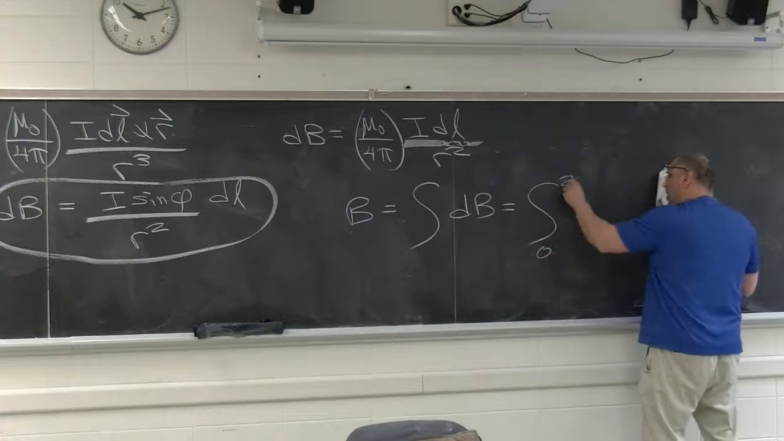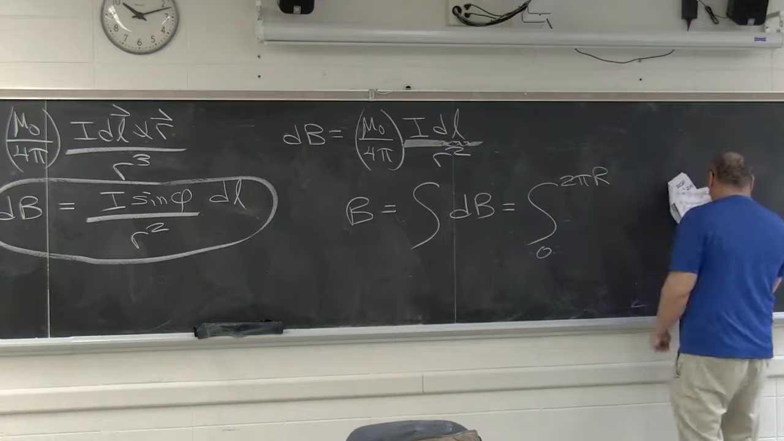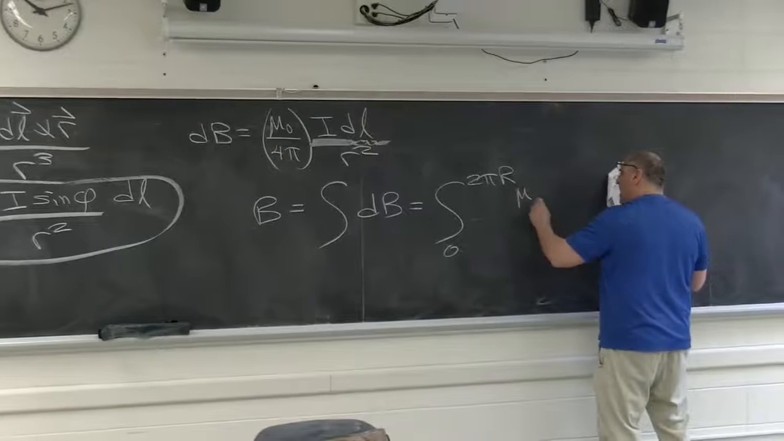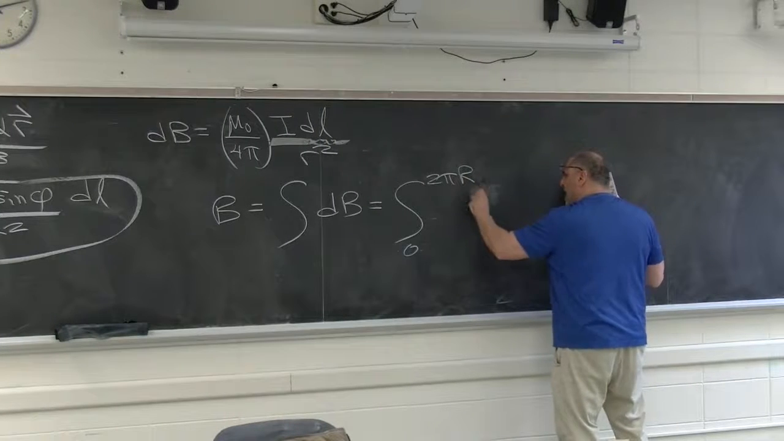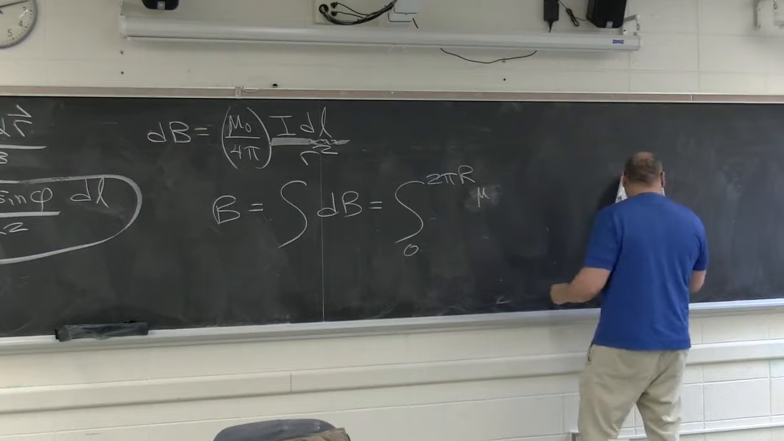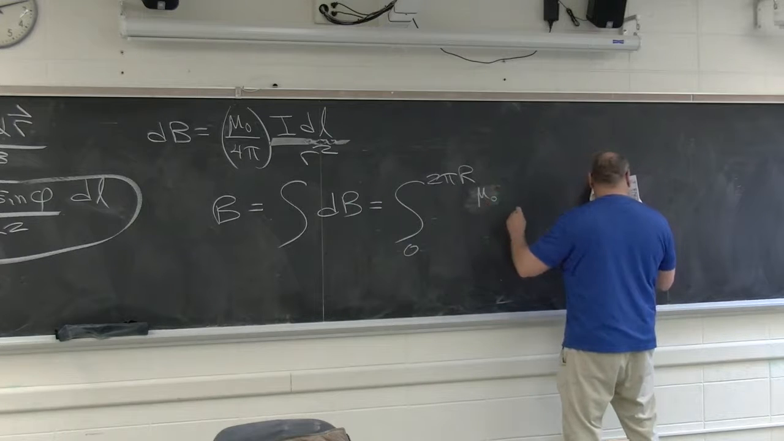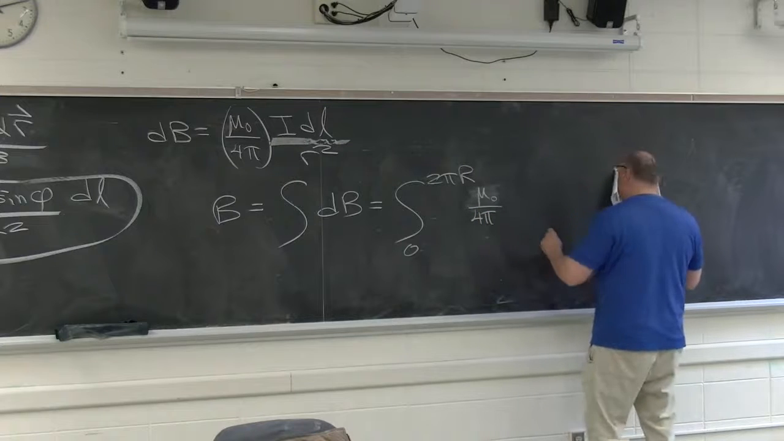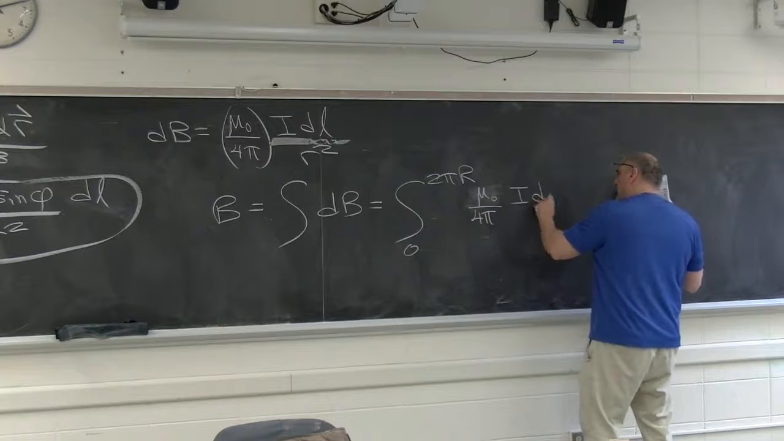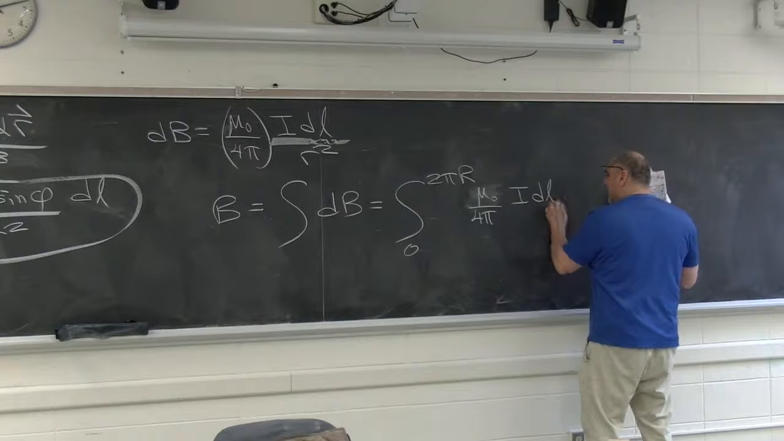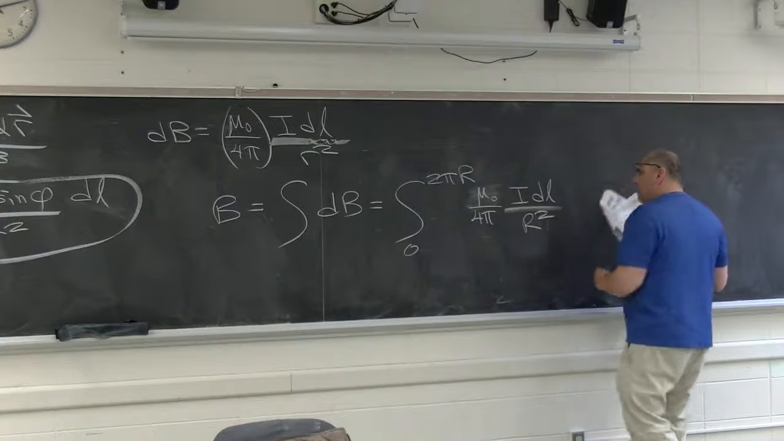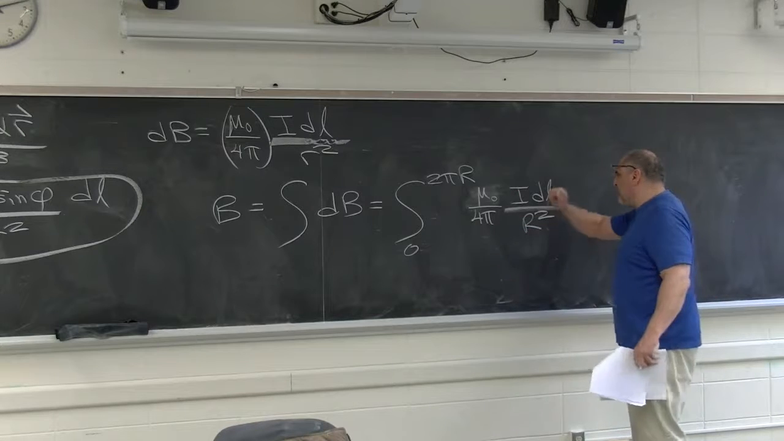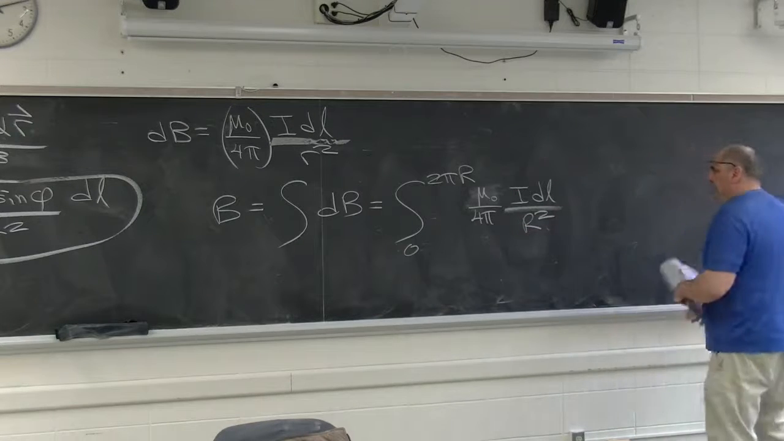You're going to go from 0 to 2 pi r. I put a capital R there just to differentiate between everything else that's going on, depending on what kind of r you're talking about. It's around the loop now we're talking, right? So we got mu0 over 4 pi, I dl. You know, I is a constant. Guys, mu0, 4 pi, I, r squared, they're all constants.